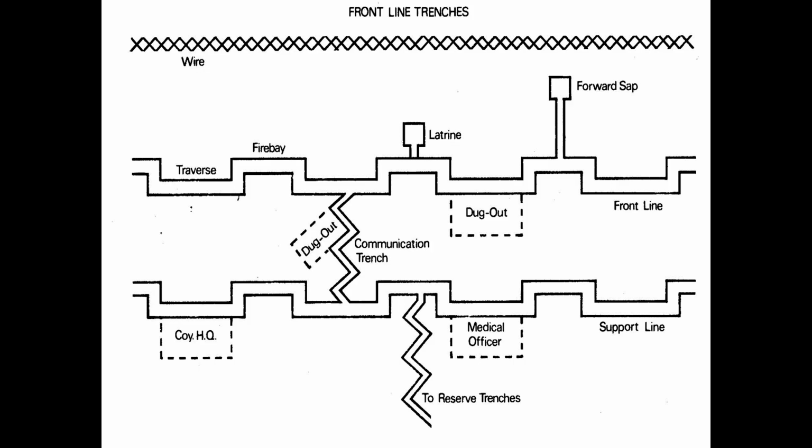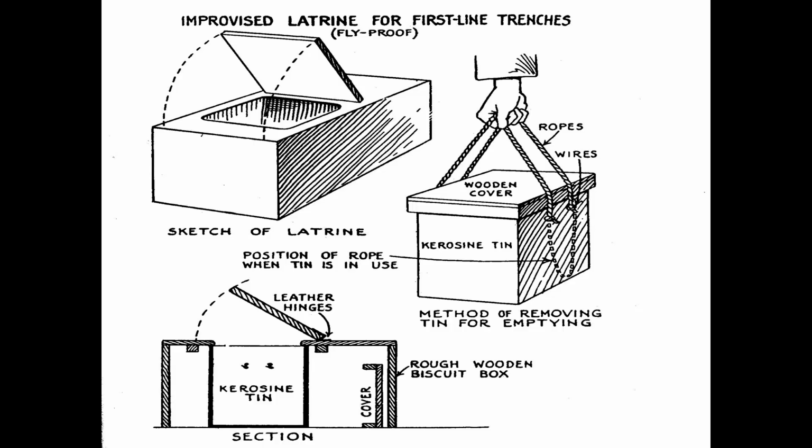If you're wondering what the latrine looks like, here's the improvised latrine from frontline troops. You have a box, and then inside of the latrine you put a kerosene tin with a wooden cover, and you put it down in the hole, and then you have your hinges on the top, and you do what you need to do, and then when it fills up, you can take it out and empty it. You just don't dig a trench somewhere and just keep going at that location.